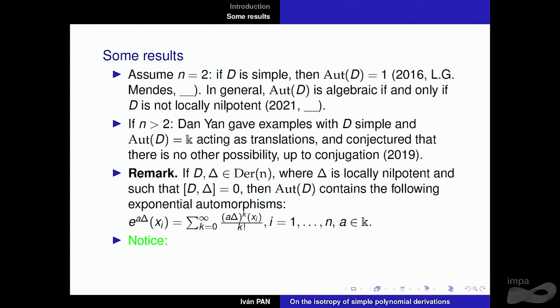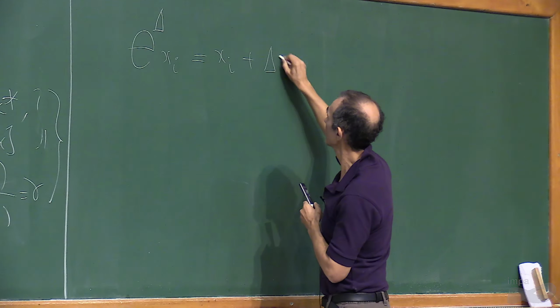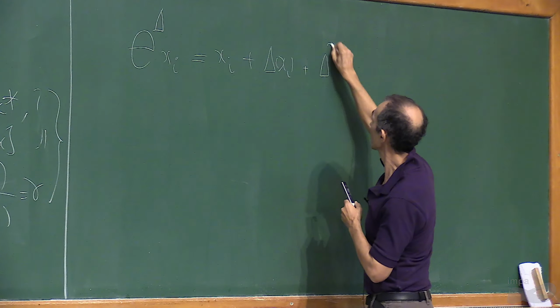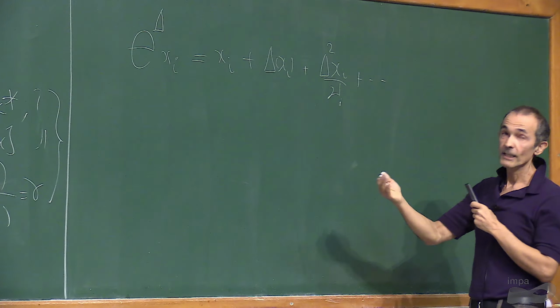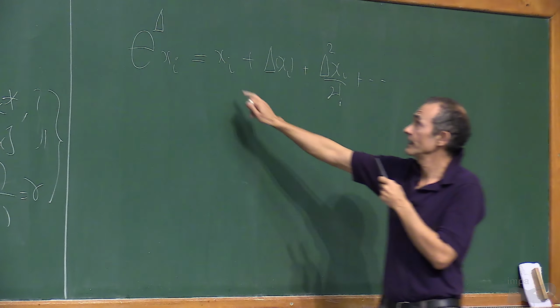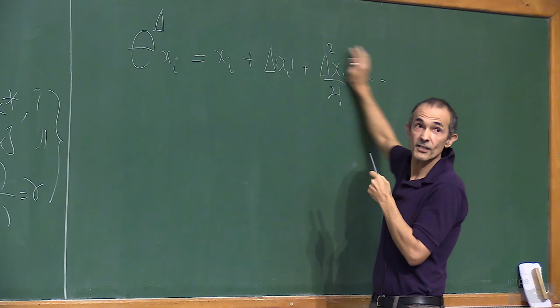And notice also that the exponential of delta is a translation if and only if delta is linear, a linear combination of partial derivatives, because note that the action of this on xi is xi plus delta xi plus delta square xi divided by 2 factorial, etc. And then in order to have a translation in, for example, the xi coordinates, then this is a constant and 0 here.